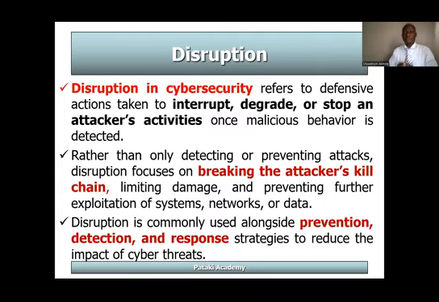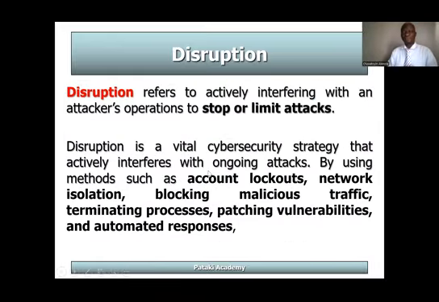Disruption in cybersecurity. This refers to the defensive action taken to interrupt, degrade, or stop attacker activities once malicious behavior is detected. Rather than only detecting and preventing attackers, disruption focuses on breaking the attacker's kill chain, limiting damage, and preventing further exploitation of systems, networks, or data. Disruption is commonly used alongside prevention, detection, and response strategies to reduce the impact of cyber threats.